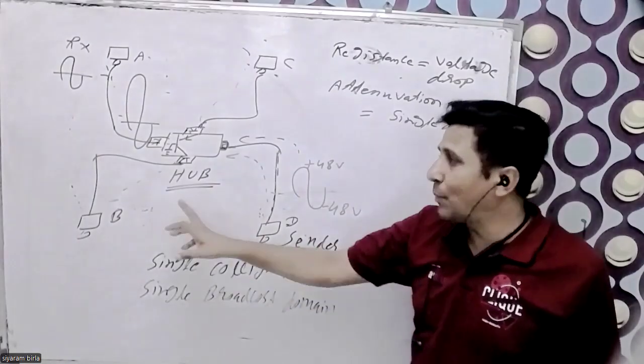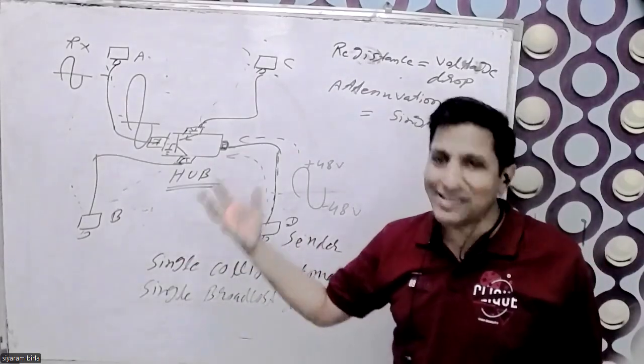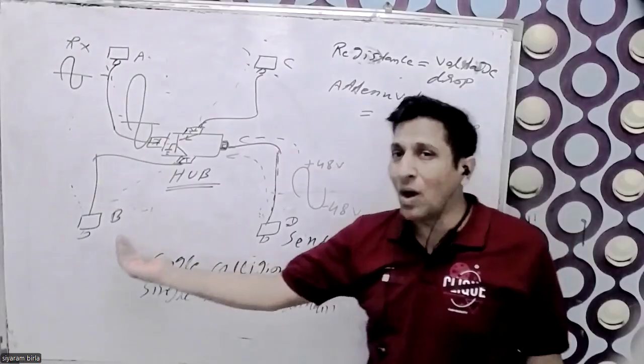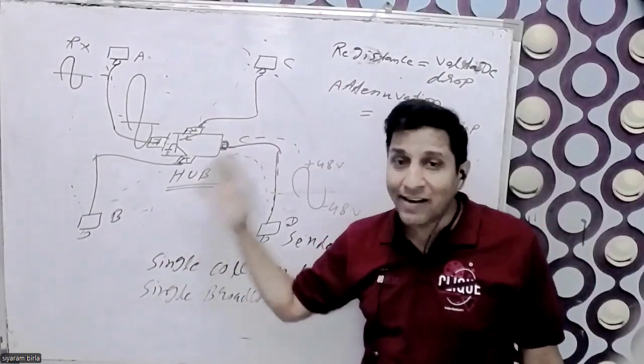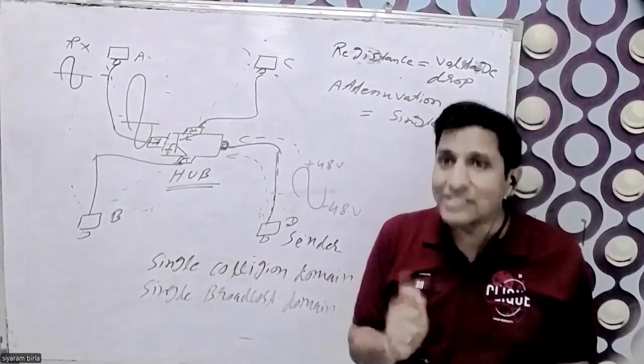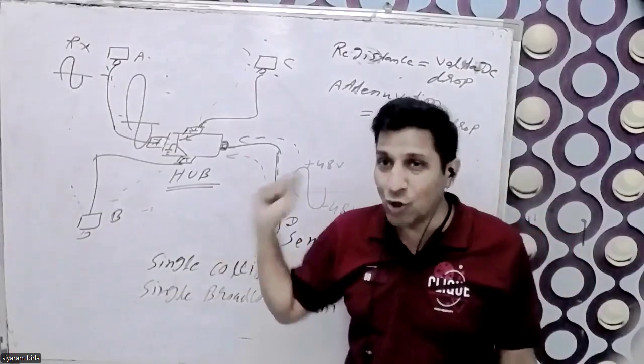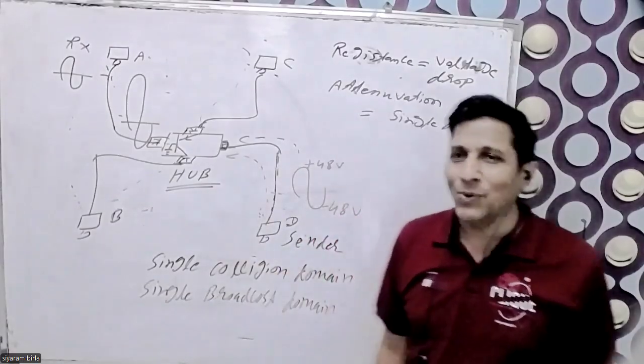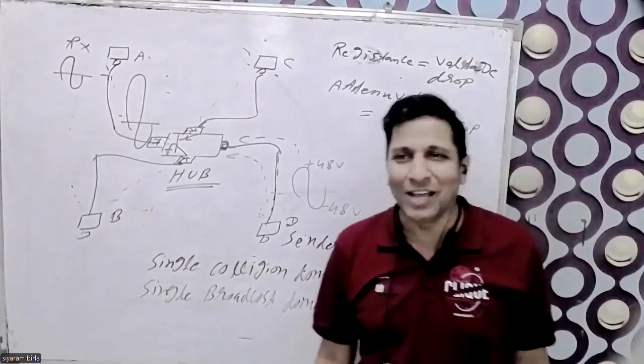And a single broadcast domain. What do you mean by single broadcast domain? It means one sends the data and all receive the same data. Only broadcasting takes place. So this is the disadvantage of the hub.